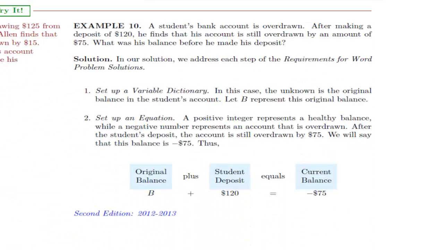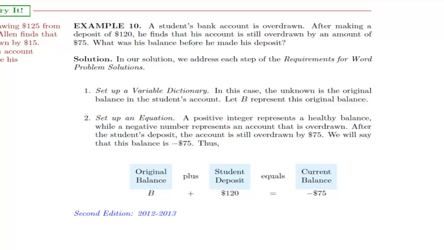Example 10. A student's bank account is overdrawn. After making a deposit of $120, he finds that his account is still overdrawn by an amount of $75. What was the balance before he made his deposit? Solution. In our solution, we address each step of the requirements for word problem solutions.